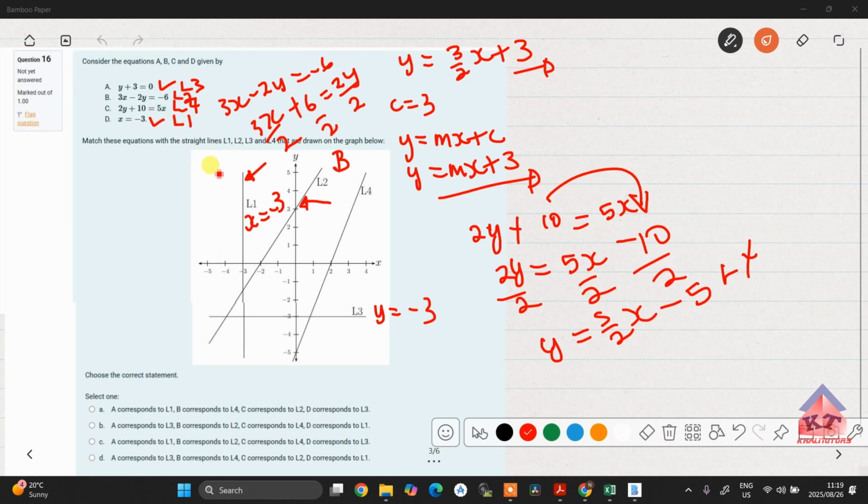So we search for the option where A corresponds to L3, B corresponds to L2, C corresponds to L4, and D corresponds to L1. The correct answer in this case is going to be this one.